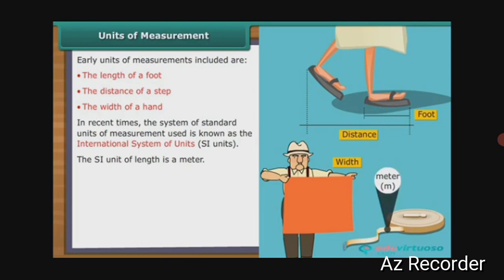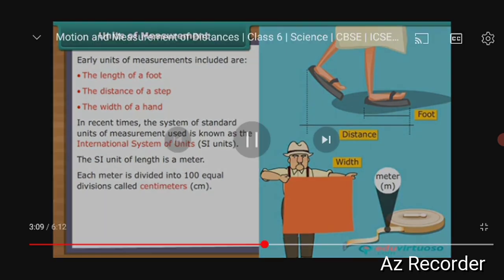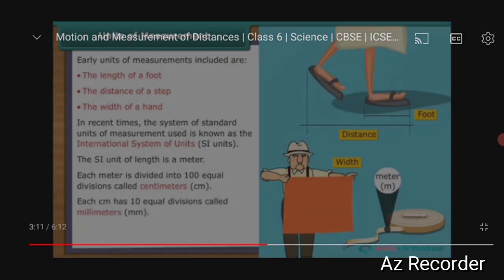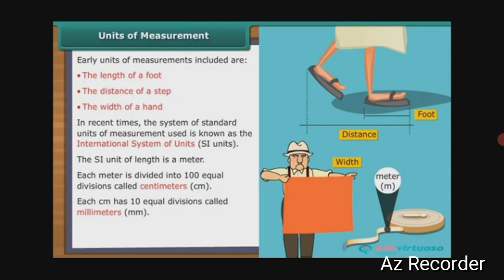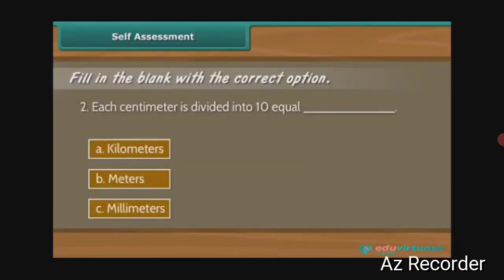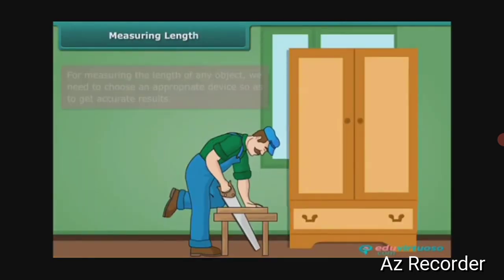The SI unit of length is the meter. Each meter is divided into 100 equal divisions. These are called centimeters or cm. Each centimeter has 10 equal divisions. These divisions are called millimeters or mm. To measure distance, we use a term called kilometers or km.